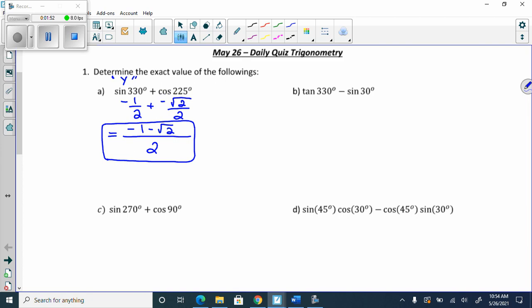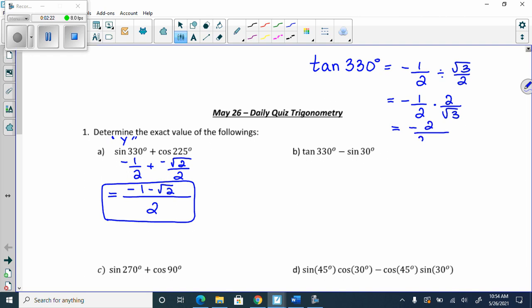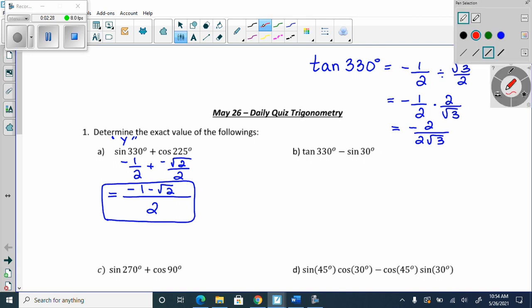Okay? Tan of 330. I'm going to do that one off to the side because tan is more work, isn't it? Tan is those fractions over top of fractions. So we do tan 330 is y divided by x. Y is negative 1/2. X is root 3 over 2. So we get negative 1/2 times 2 over root 3, which gets us negative 2 over 2 root 3. What can I do with these 2's? Cancel. So I get negative 1 over root 3, which is lovely.